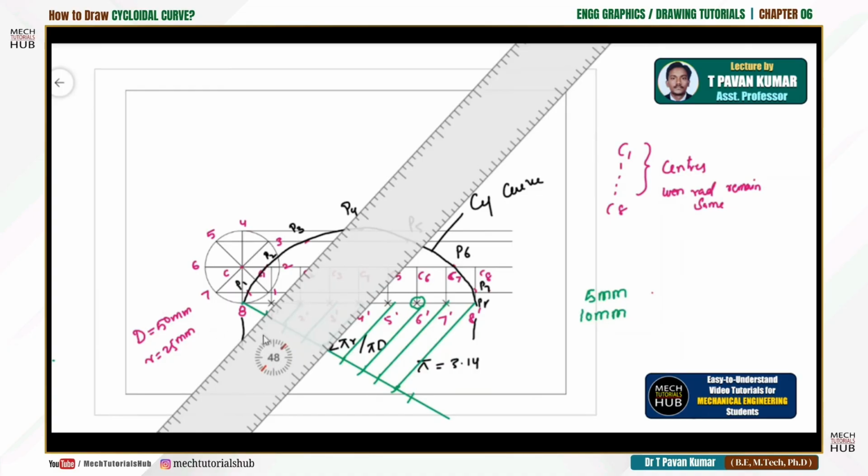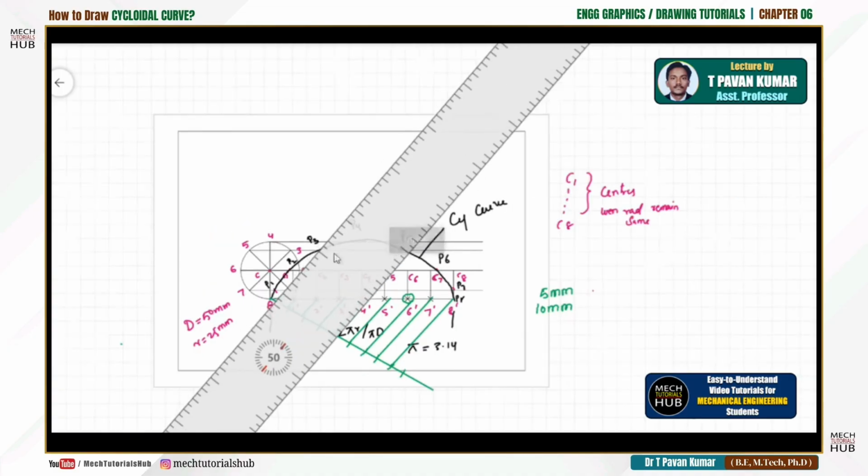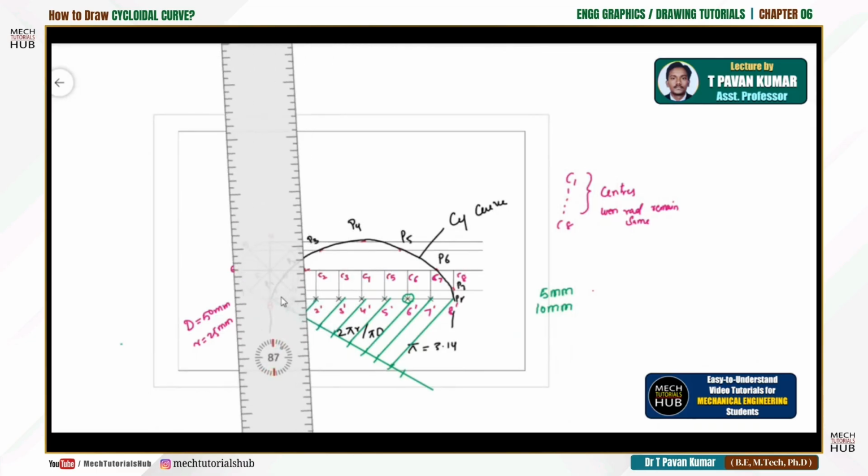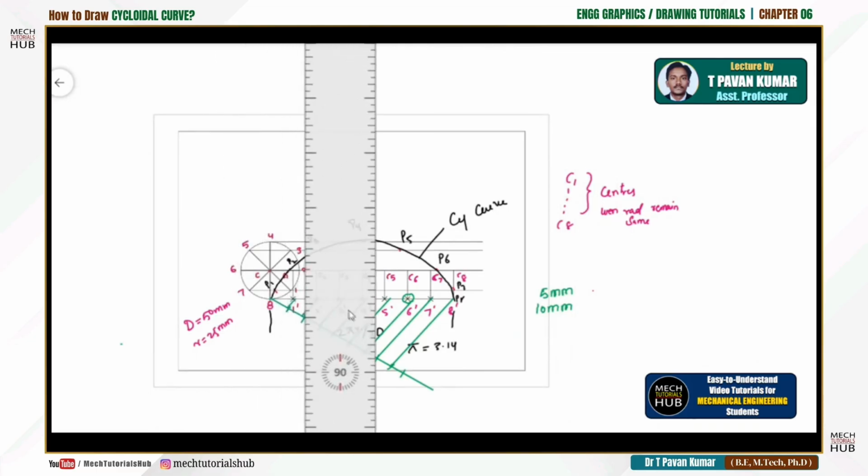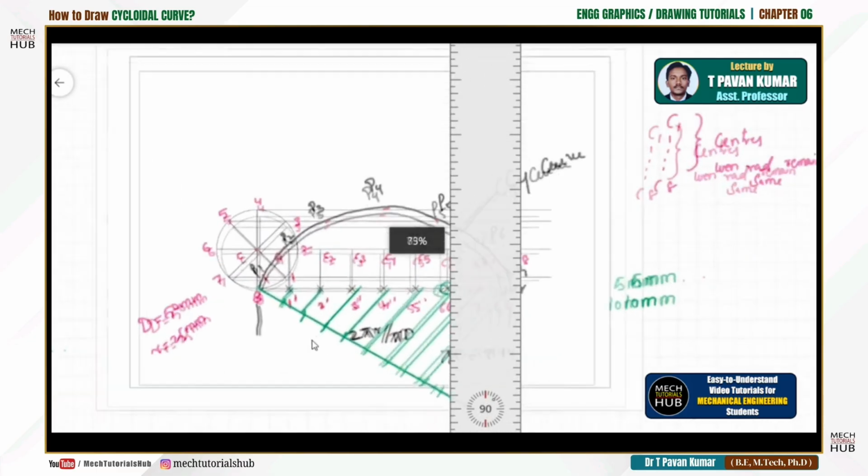I hope you are all very much familiar with how we divide a line into a number of segments. After doing this task, let me increase the size.